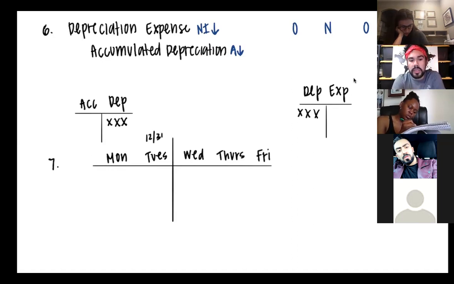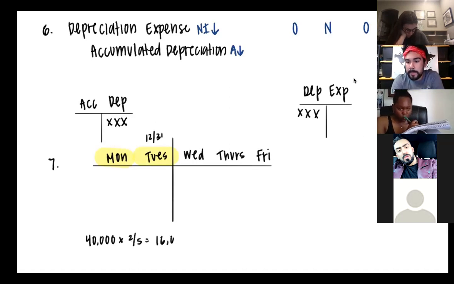So since their payroll is 5 days and the year end falls on Tuesday, they only have to account for Monday and Tuesday. So what I did, I just took 2 divided by 5 times the payroll amount, which is $40,000. Does everyone see why? Yes. Okay. So this is my adjusting amount. And the actual entry for this adjusting journal entry is going to be salaries expense and salaries payable.